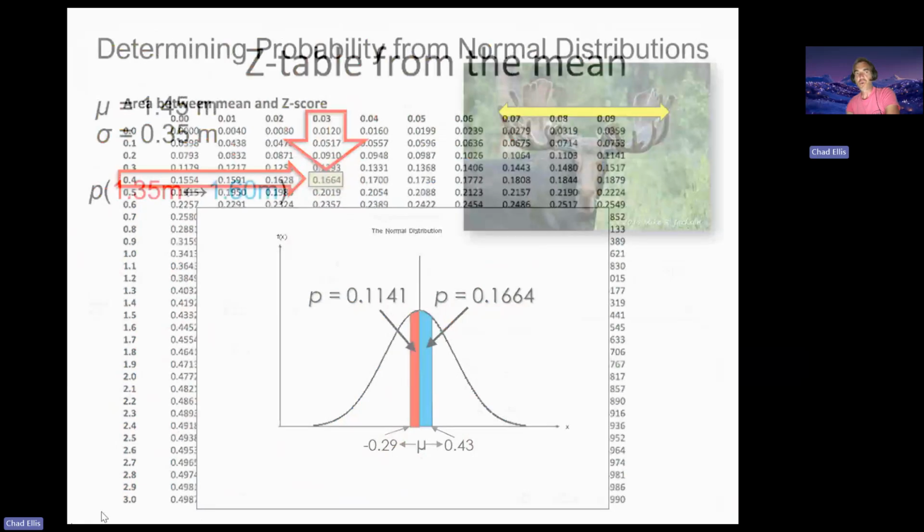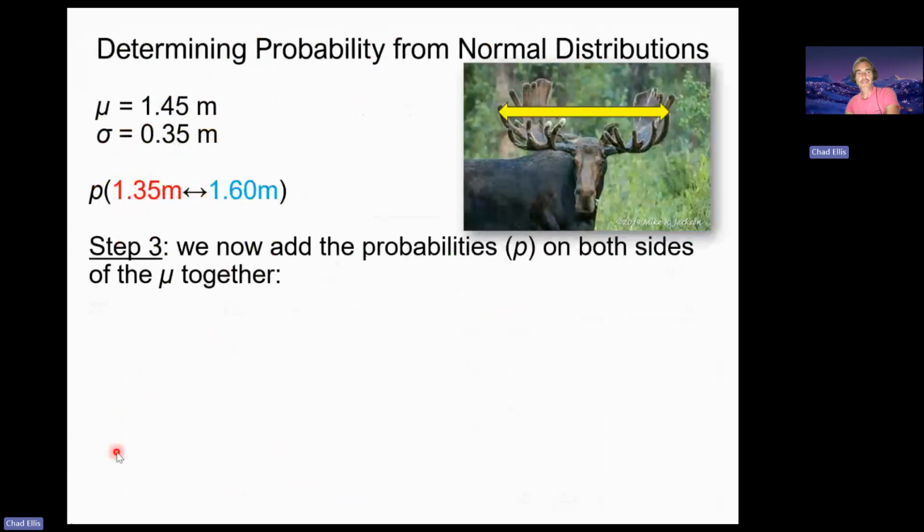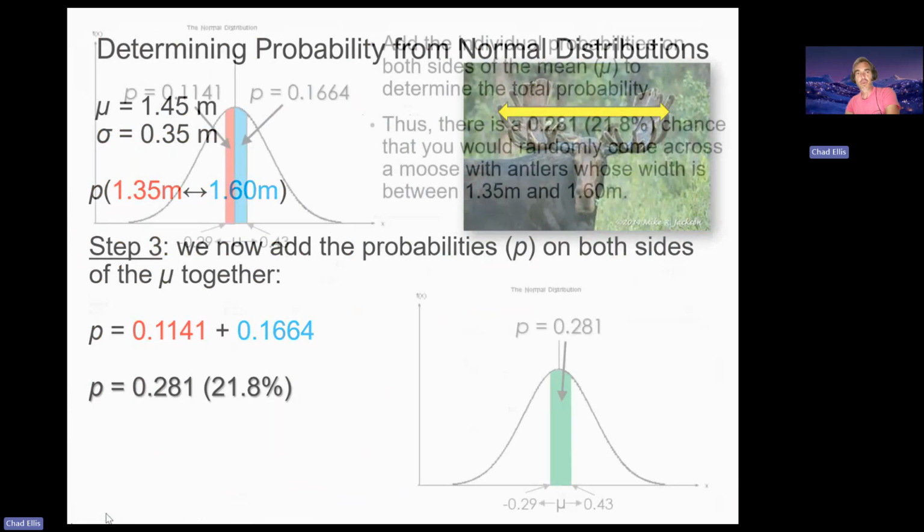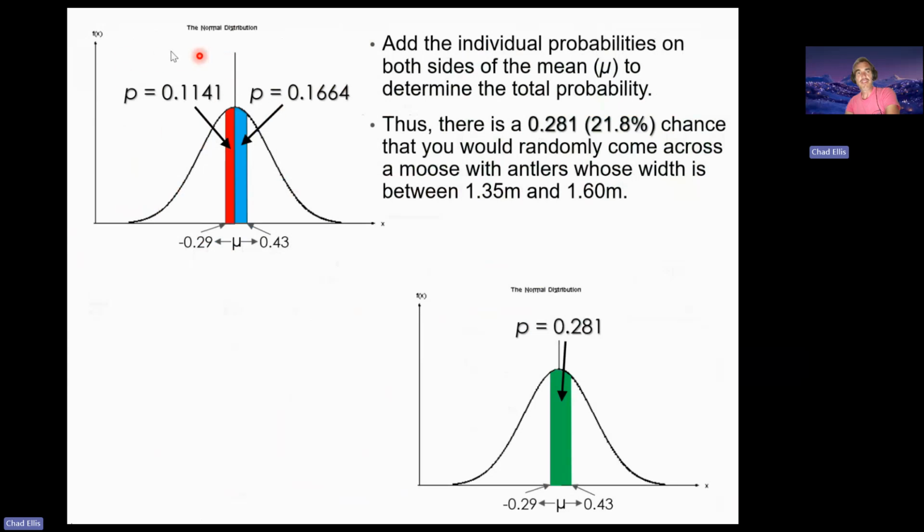So essentially, to get the total probability between 1.35 and 1.60, all I have to do is add up those separate probabilities. That gives me a total probability of 0.281, or basically 28.1%. So the way to visualize this, I'm taking the individual probabilities on the left side and the right side of the curve, adding those together, and that gives me my total probability.